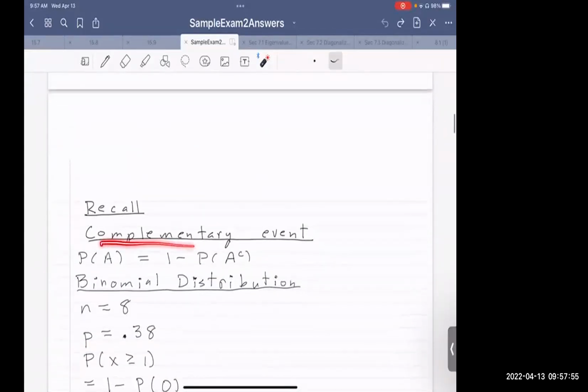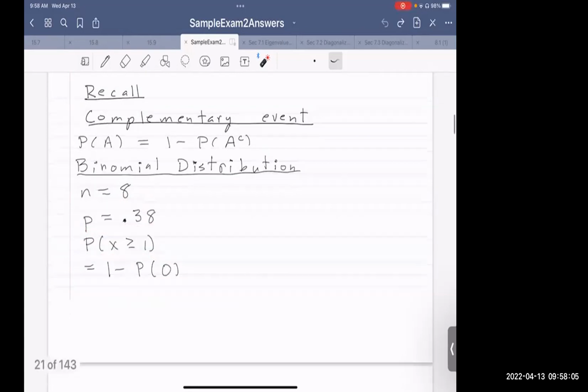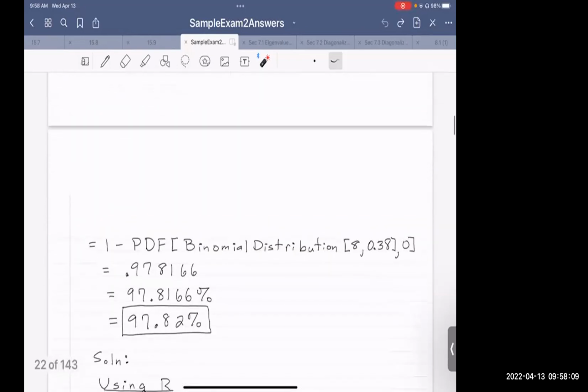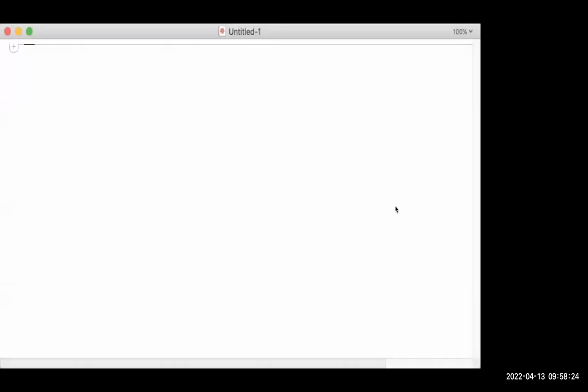So I can use Mathematica to do this. Again, I will be using the complementary event. We have a binomial distribution. N is 8, P is 0.38. I want to find the probability that X is greater than or equal to 1. That's 1 minus the probability that X is 0. And so I'm going to do 1 minus PDF, binomial distribution, 8, comma 0.38, comma 0. And I'll evaluate that.